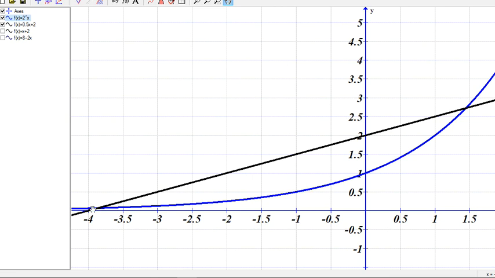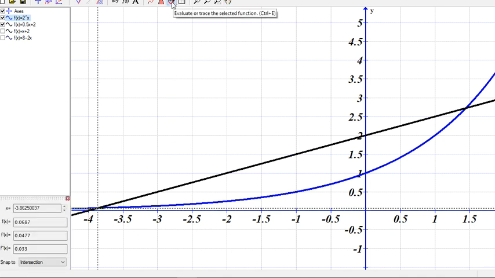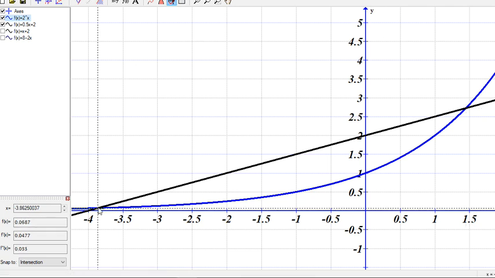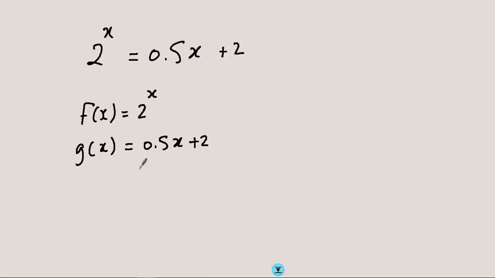And if you look at them closely enough, it looks that they're not exact. But what we can do is use technology to help us locate the coordinates. Let's snap to the intersection, and if we press here, it tells us that one of the solutions is x is 1.44 approximately. And if we click here, we find that the solution is negative 3.86. So x is approximately 1.44 or negative 3.86.